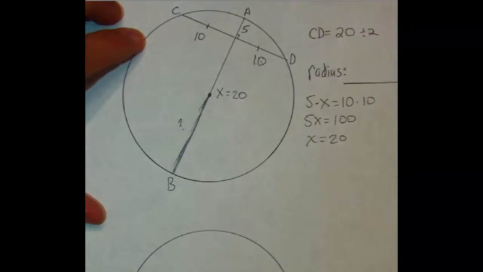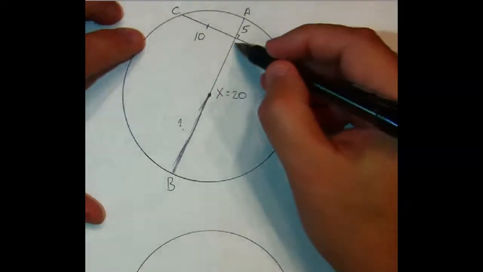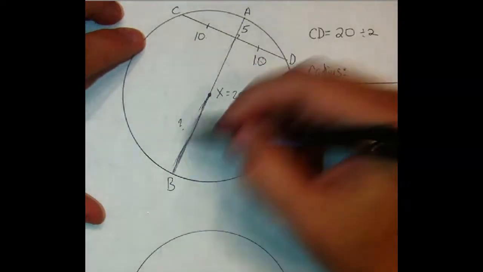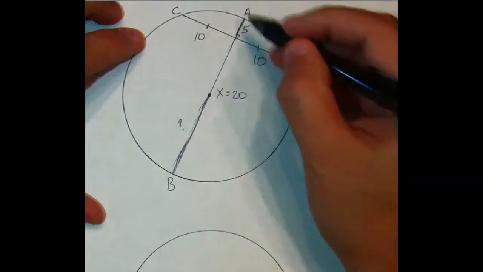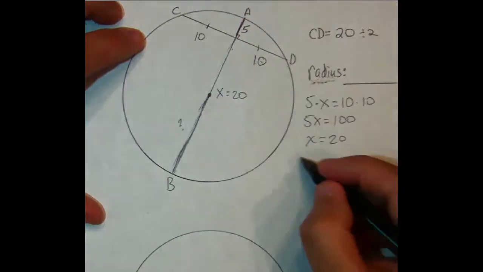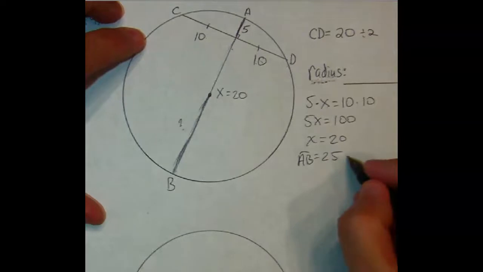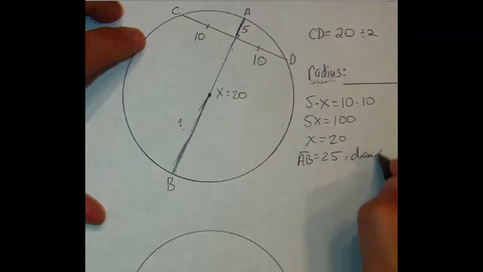I'm afraid that some of you are going to stop right here, find that number, and place it as your answer. No, that is not your answer. We want the radius. If this is 20 from here to here, and this is 5 from here to here, then from A to B is 25. So that is the diameter.